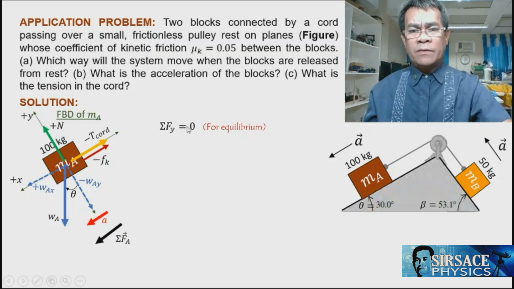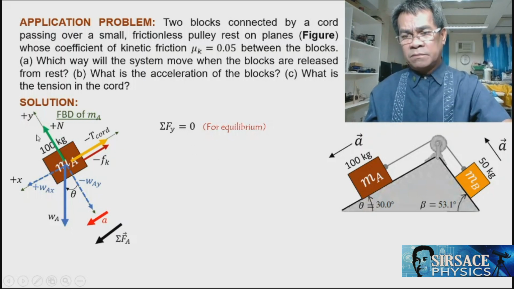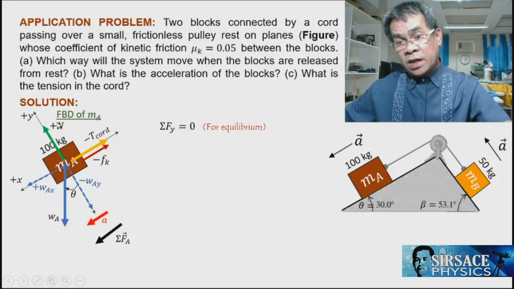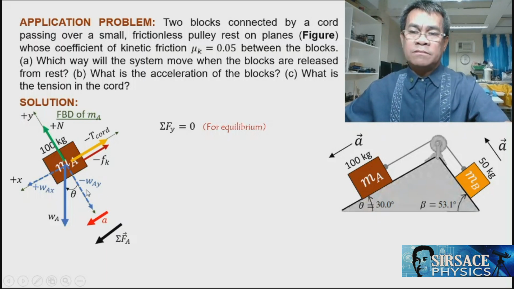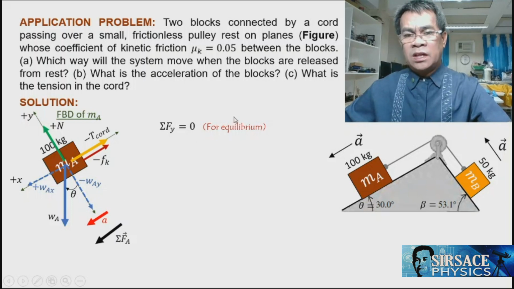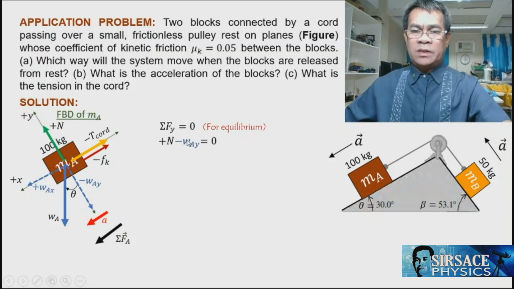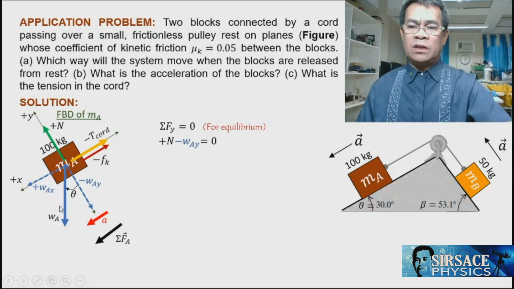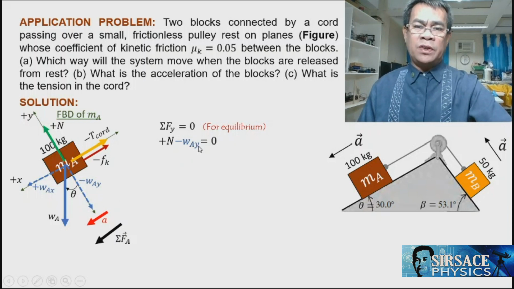So, summing up all forces along y, look at the free body diagram. This is the purpose of the free body diagram. The forces along y are the normal force and the component of weight along y. The normal force is positive while the component of weight along y is negative. We need to sum up those two. We have only two values and equate that to 0. So this will be the result: positive N minus WAY, the y component of the block weight, equated to 0. In other words, we can now solve for N by transposing this one.